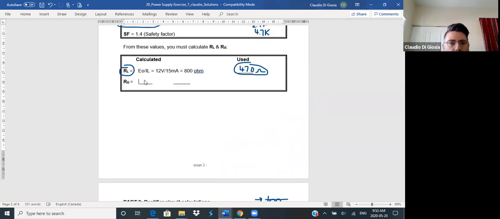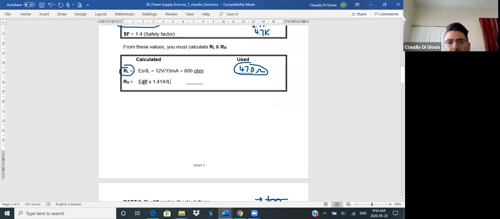So for RB, we don't have E peak yet, so we're going to take E effective and multiply by the square root of 2, just so it's nice and simple. We multiply by 1.414, and then we're going to divide by IL. Let me know if you have an issue with that, please.